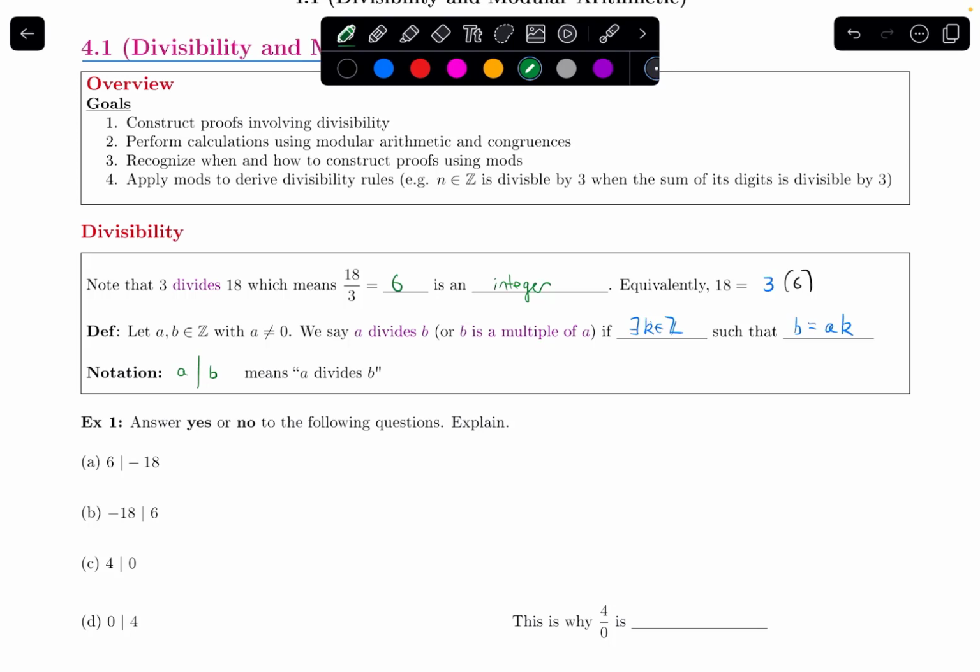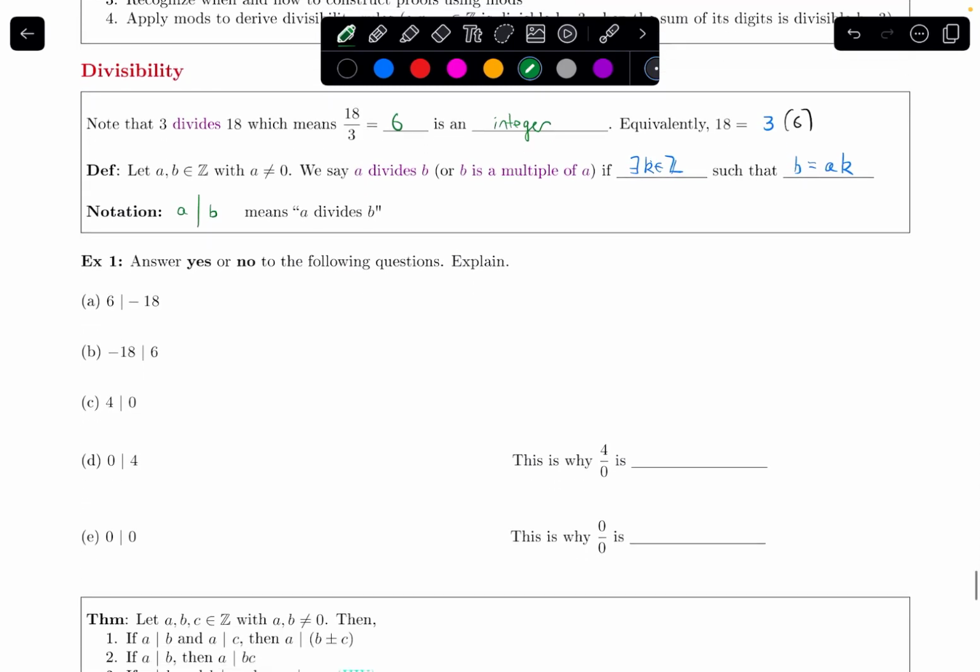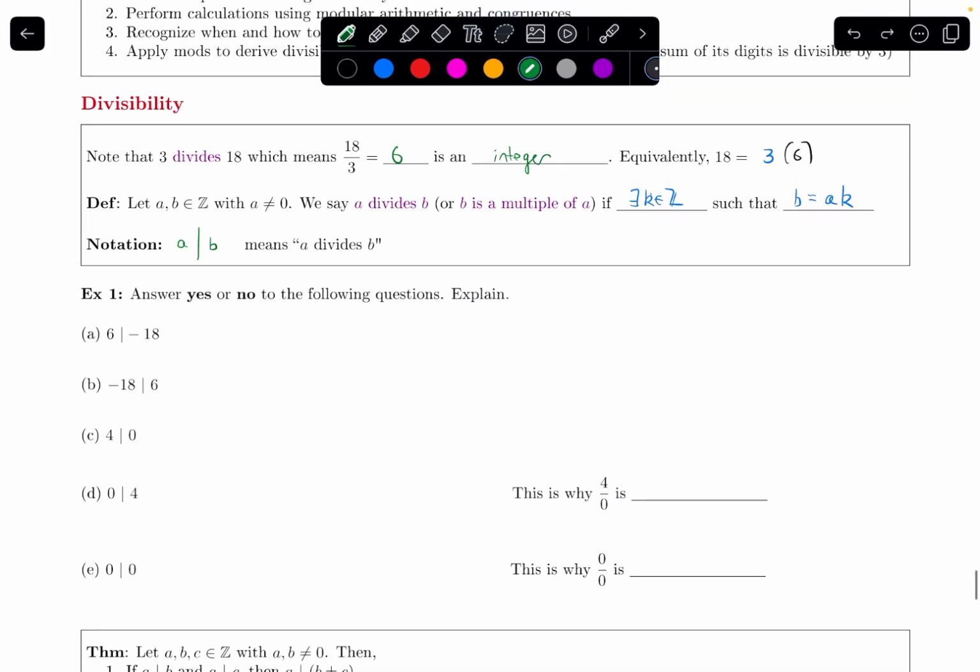Let's do an example where we practice this notation. I want to answer yes or no to the following questions. Part A says 6 divides negative 18. Using my definition, does negative 18 equal 6 times some integer? Yes, because it's 6 times the integer negative 3. So the answer to A is yes. 6 does divide negative 18 evenly, or negative 18 is a multiple of 6.